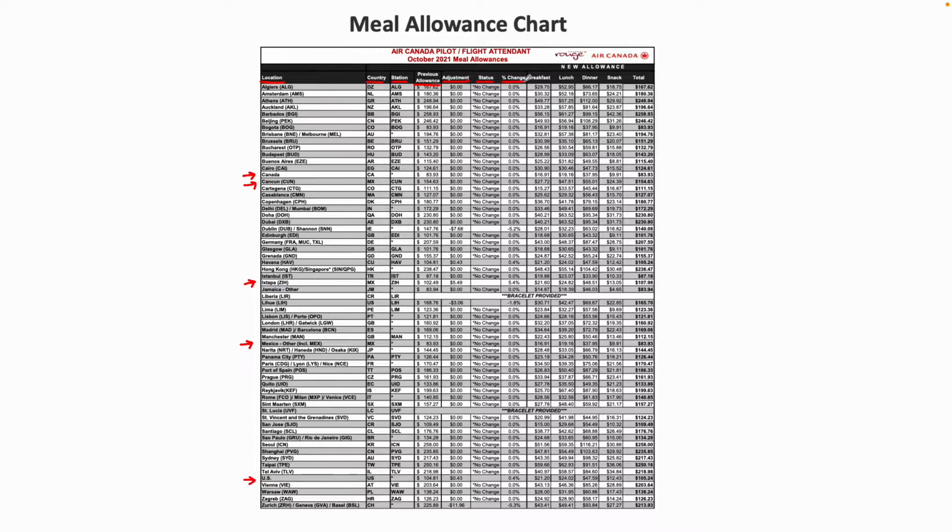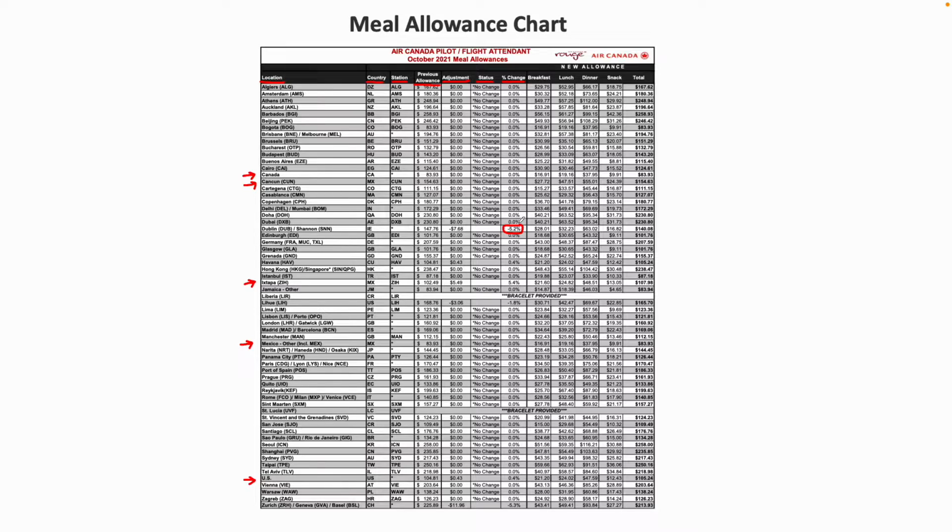Percentage of change indicates how much the per diems have changed by. So you'll see that 0% represents for most of them how much change there was. You will see either a minus percentage or a plus percentage where there has been a change to less per diem or greater per diem. So for example, we have Dublin and Shannon, the change is minus 5.2%.